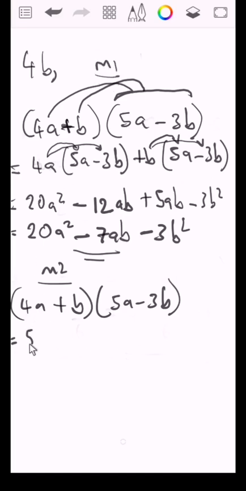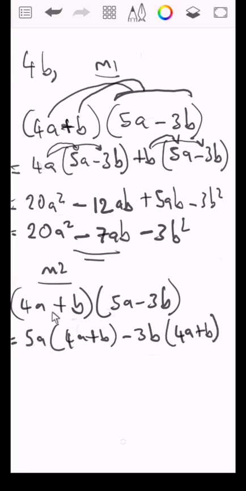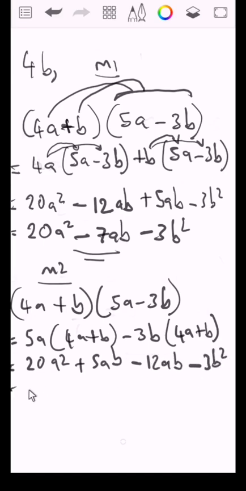So here it's just 5a(4a plus b) minus 3b(4a plus b). Then we multiply this outer term with every term inside the bracket: 5a times 4a is 20a squared, plus 5ab, minus 3b times 4a is 12ab, minus 3b squared. So here we have 20a squared, then 5ab minus 12ab is minus 7ab, minus 3b squared.